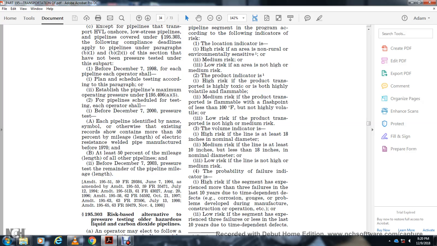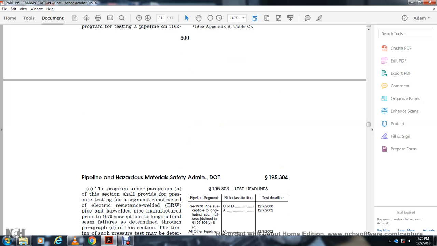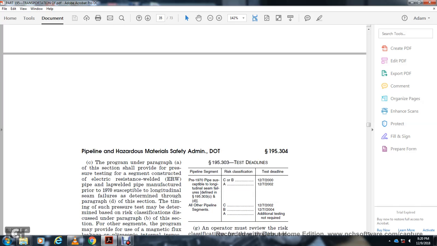Low risk segment of the experience with the 3 failure for less than 10 years due to the time dependent effects. The program under the paragraph of the section shall provide the pressure testing segment that control with electrical resistance testing pipe of the lap weld, the pipe manufacturer 19 for the susceptible longitudinal seam failures determined throughout the paragraph D. With the time shift, the pressure for the test must be determined based on the risk classification.